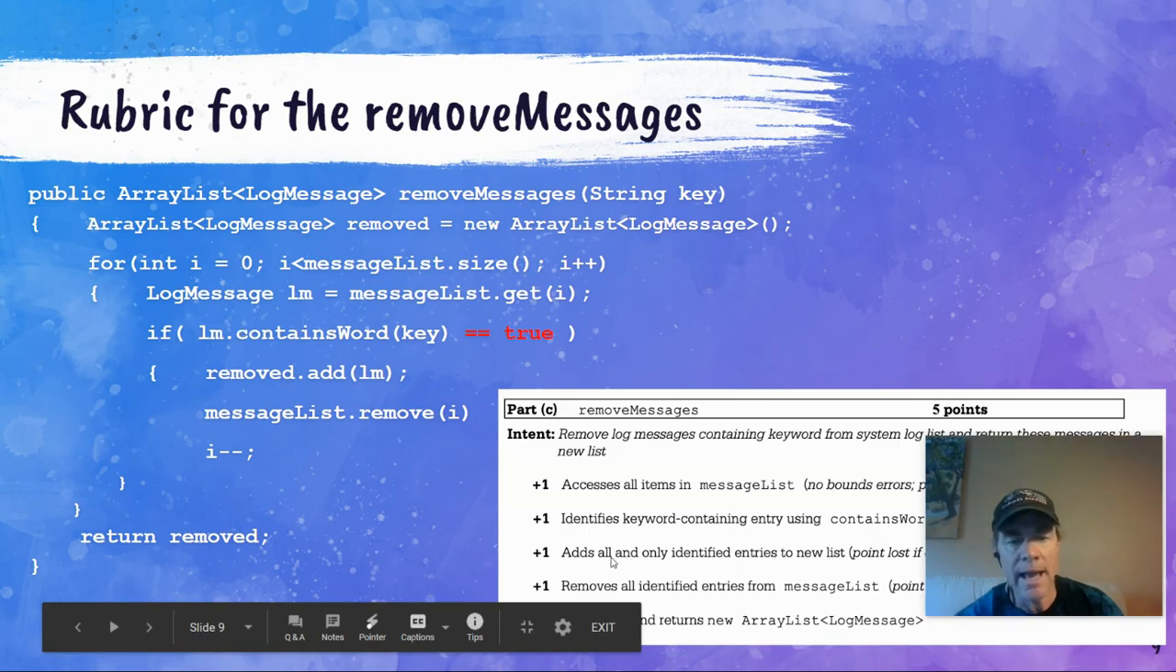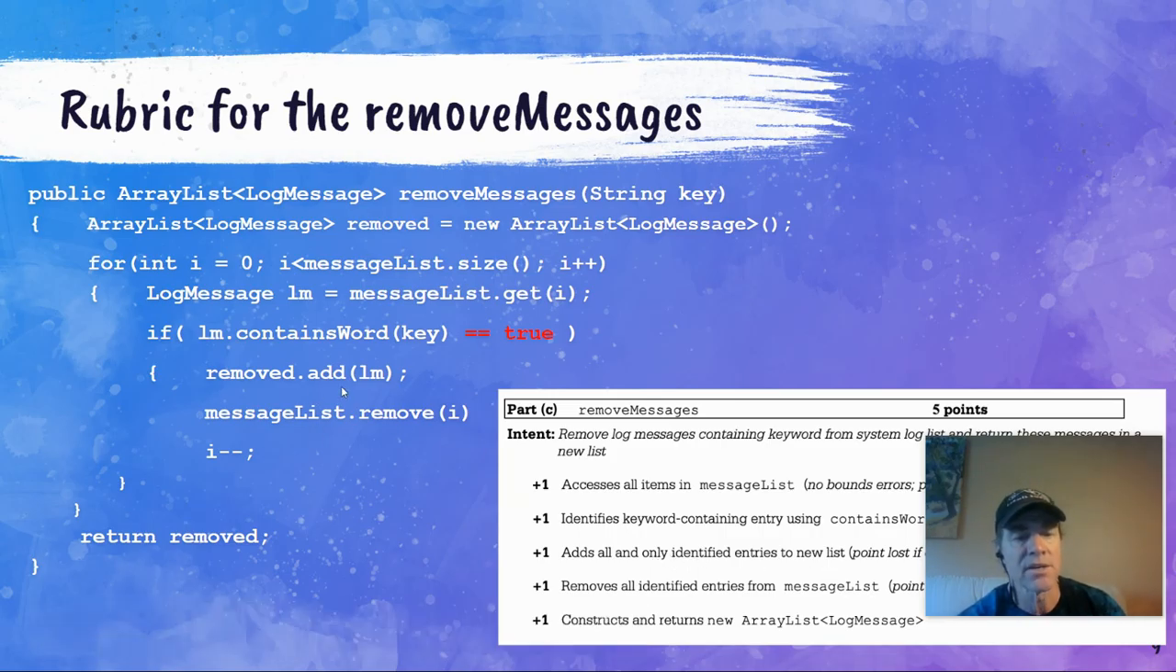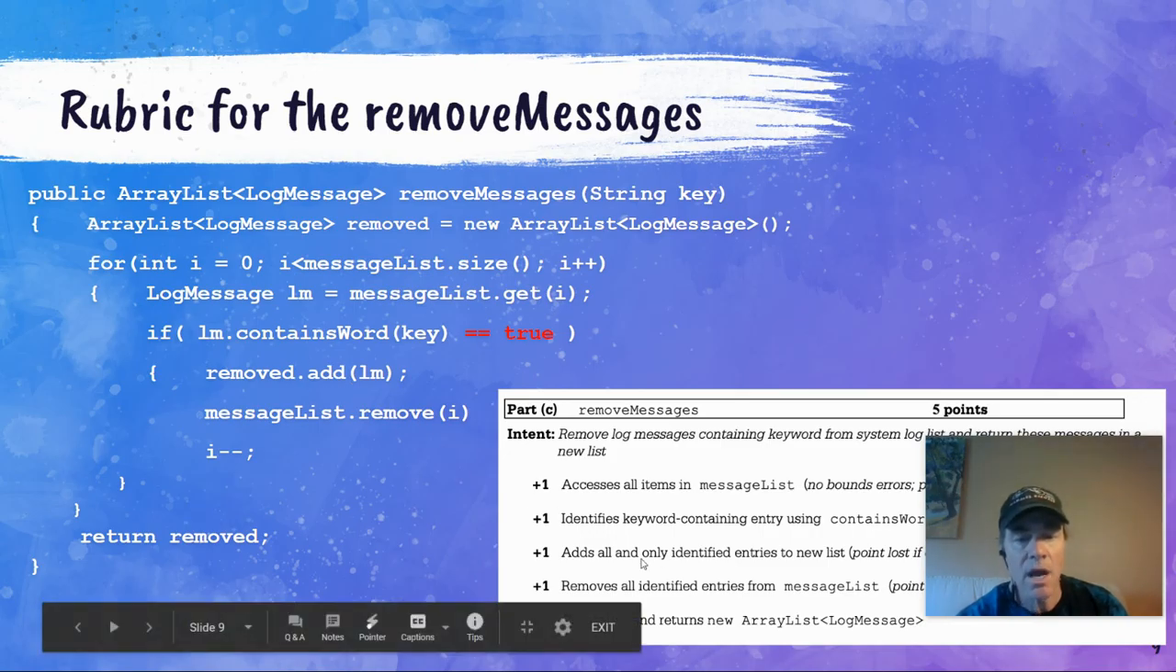I can see that being a common mistake people might make. So I'm adding the correct ones. I'm removing all the identified ones. I'm not removing them all. And then I return that. So all of them are a single point, and pretty straightforward. That's the solution for part C there.